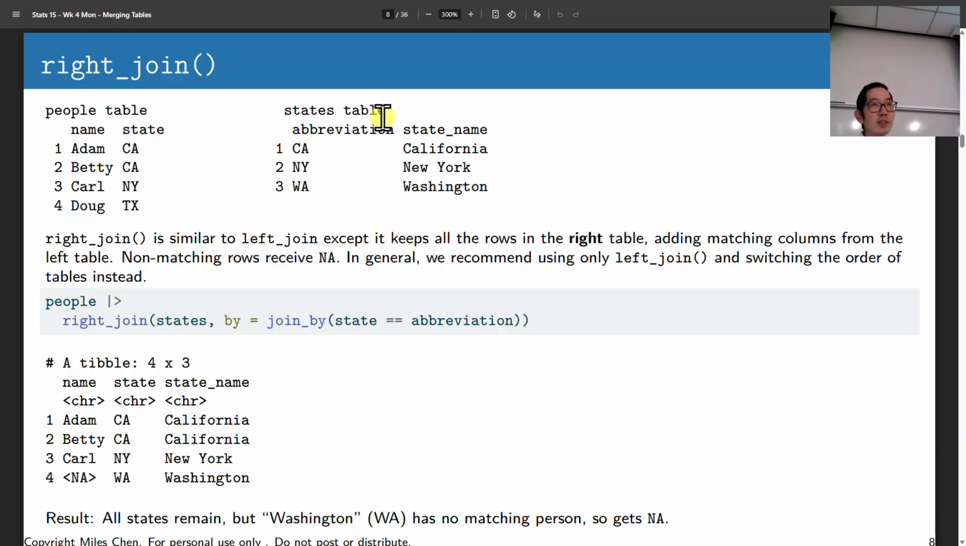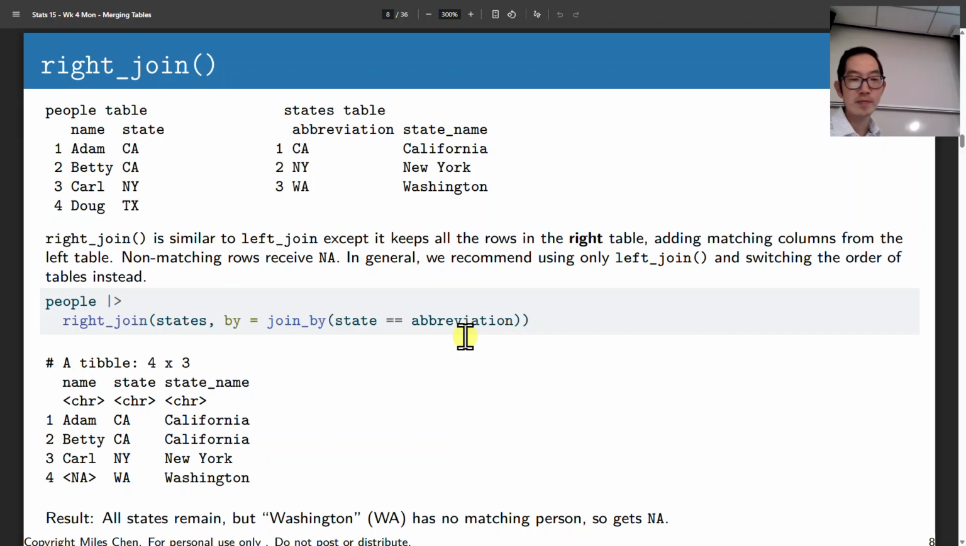Is it okay to write join by abbreviation equal state? So no. For the right join, you always have a left table and a right table, okay? And because the left table has state, state has to go on the left, and abbreviation has to go on the right. So it has to be state equals abbreviation. You have a question? Yes.